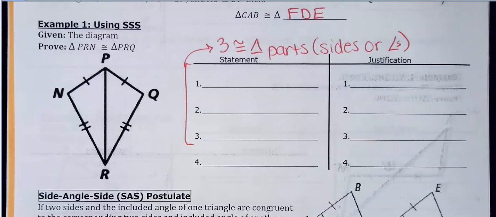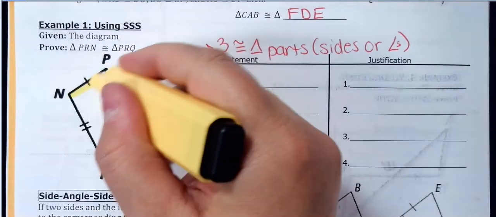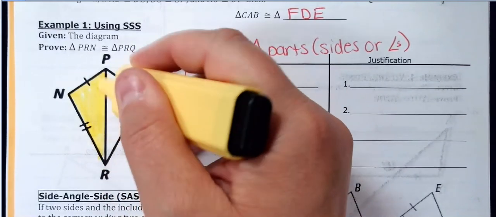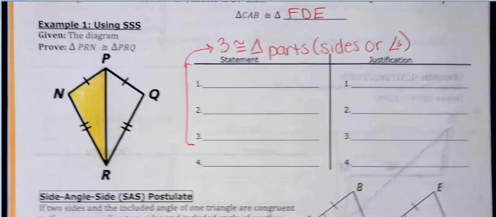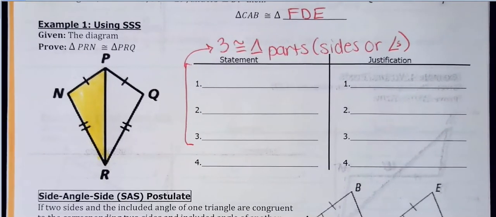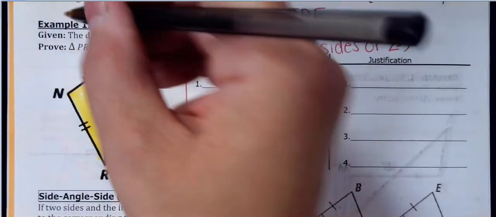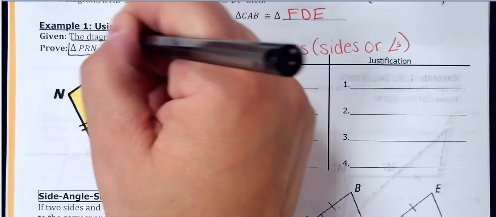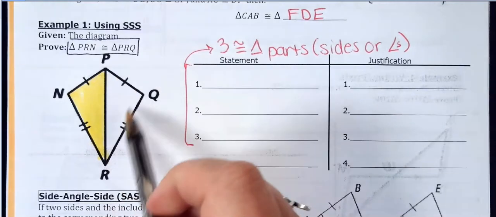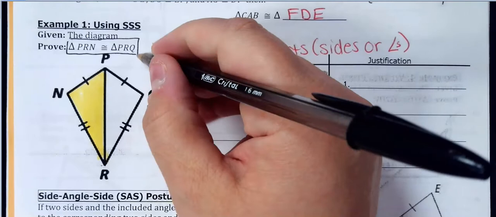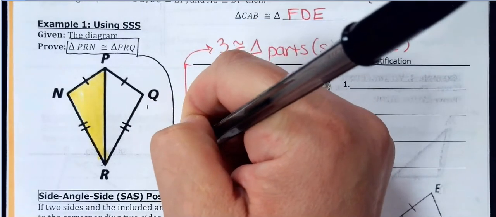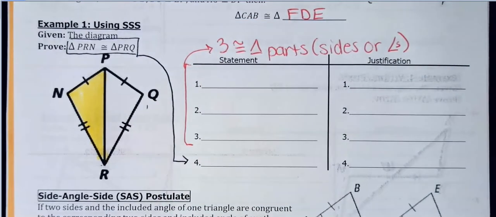Now, you do not have to do this, but I'm just going to highlight one of the triangles. We're going to prove that my highlighted triangle and the white triangle I didn't color are congruent. Whatever you are being asked to prove, let me grab my pen here, we're going to prove triangle PRN and PRQ are congruent. They already wrote the congruent statement for you. Whatever you are being asked to prove should always be the last step in your proof.